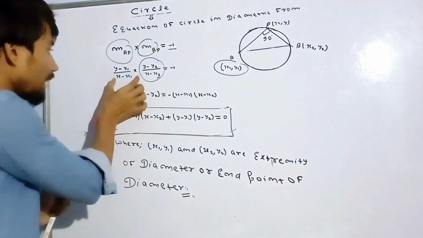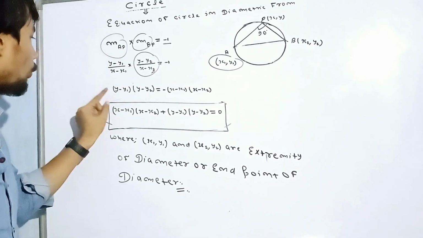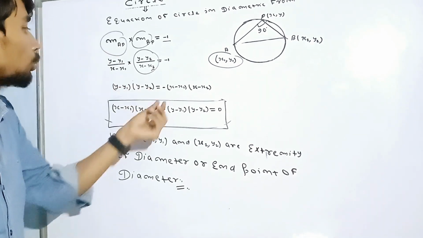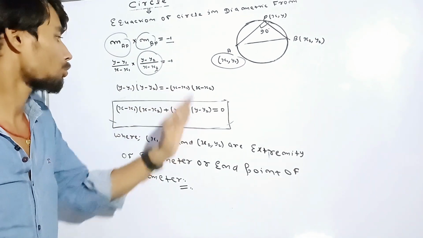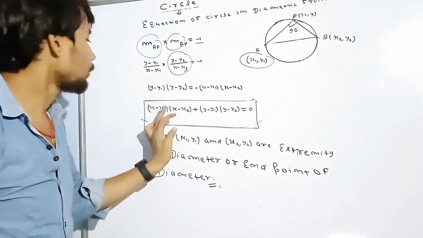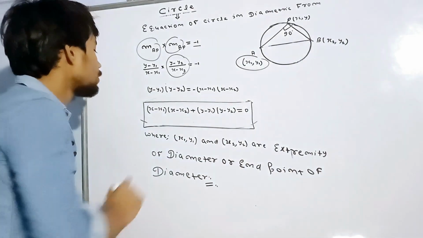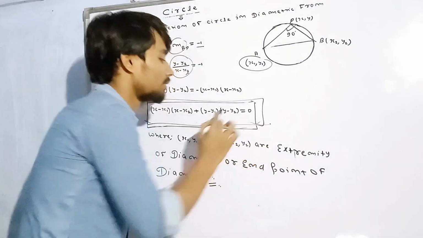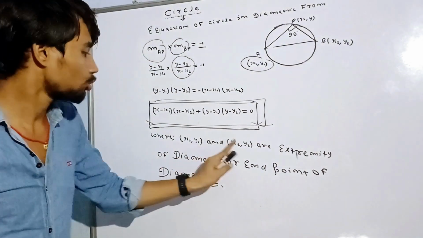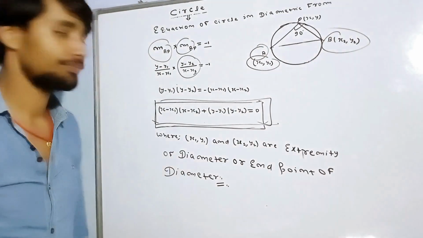Now, from here, y minus y1 into y minus y2 is equal to minus (x minus x1) into (x minus x2). Bringing it to the left side, it becomes (x minus x1)(x minus x2) plus (y minus y1)(y minus y2) is equal to 0. This is called the diametric form of the circle, where (x1, y1) and (x2, y2) are the extremity points of the diameter.